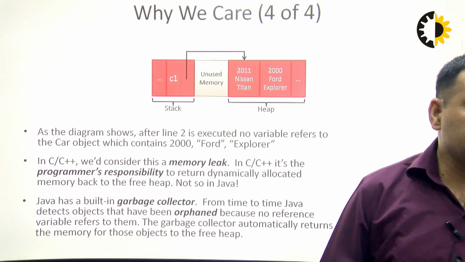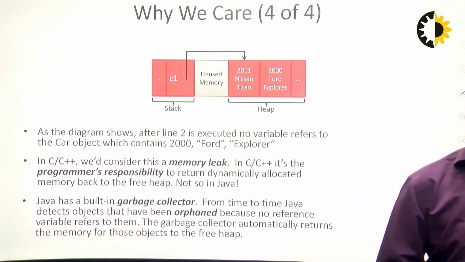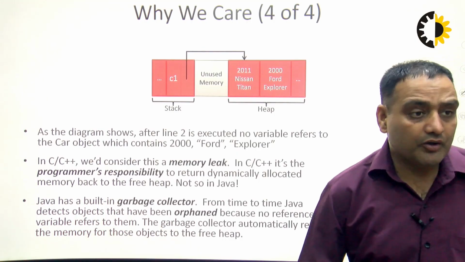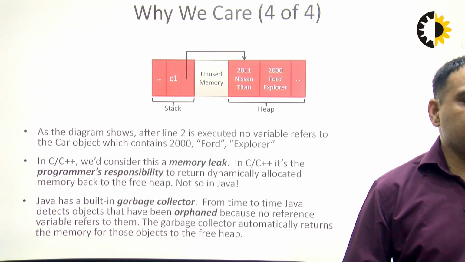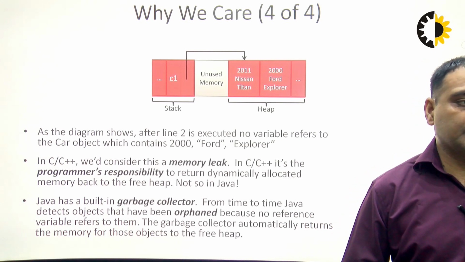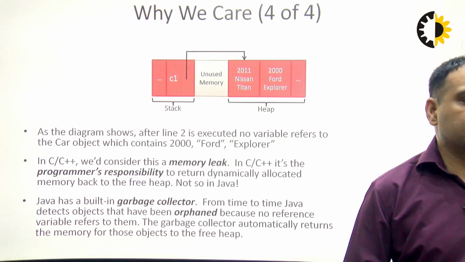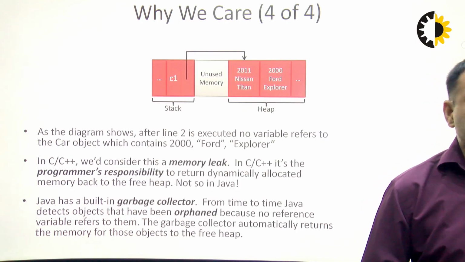Java has a built-in garbage collector. From time to time, Java detects objects that have been orphaned because no reference variables refer to them. The garbage collector automatically returns the memory for those objects to the free heap.